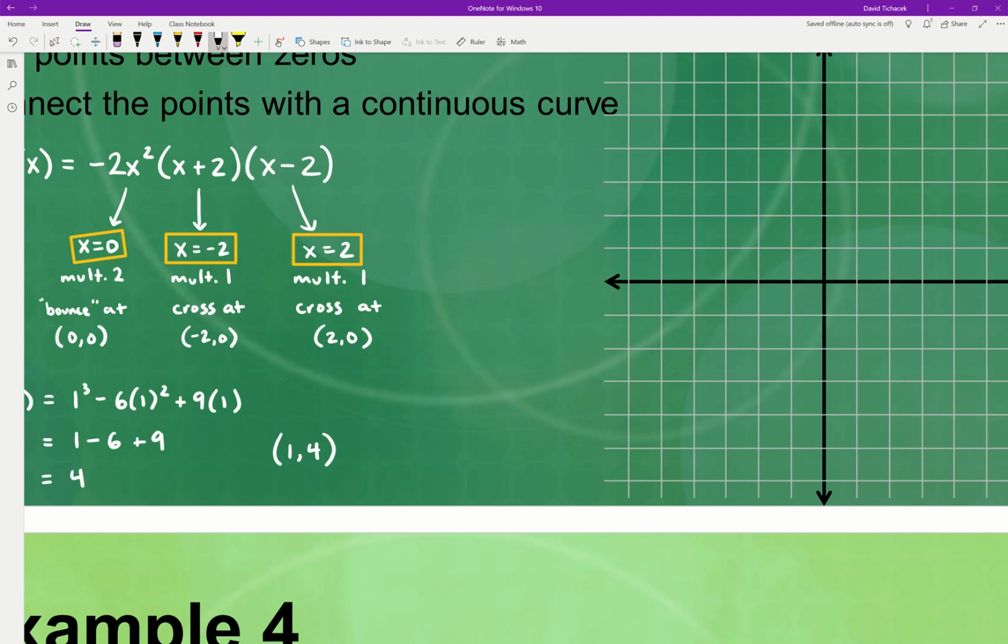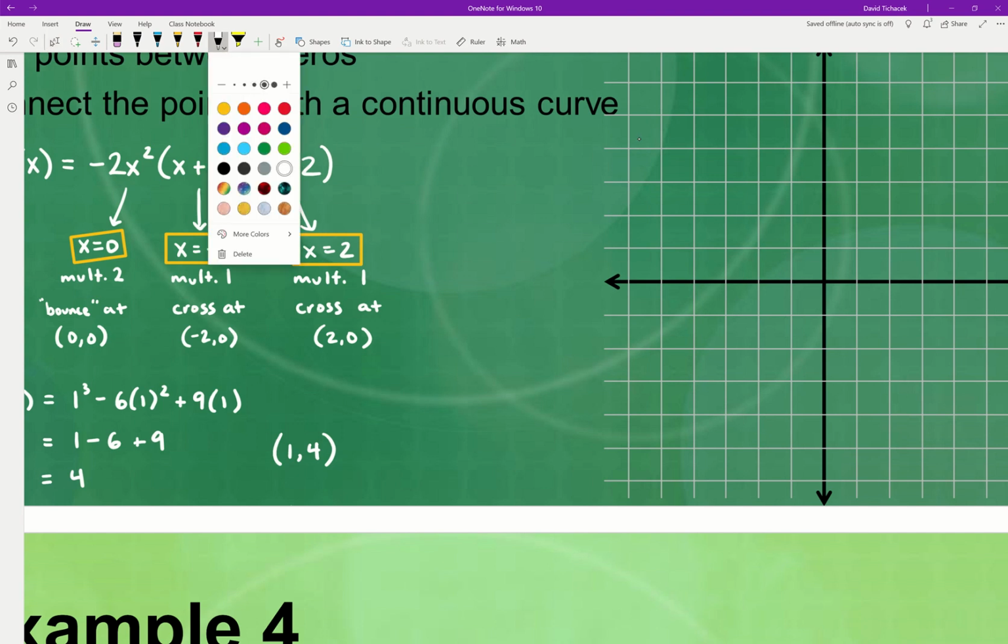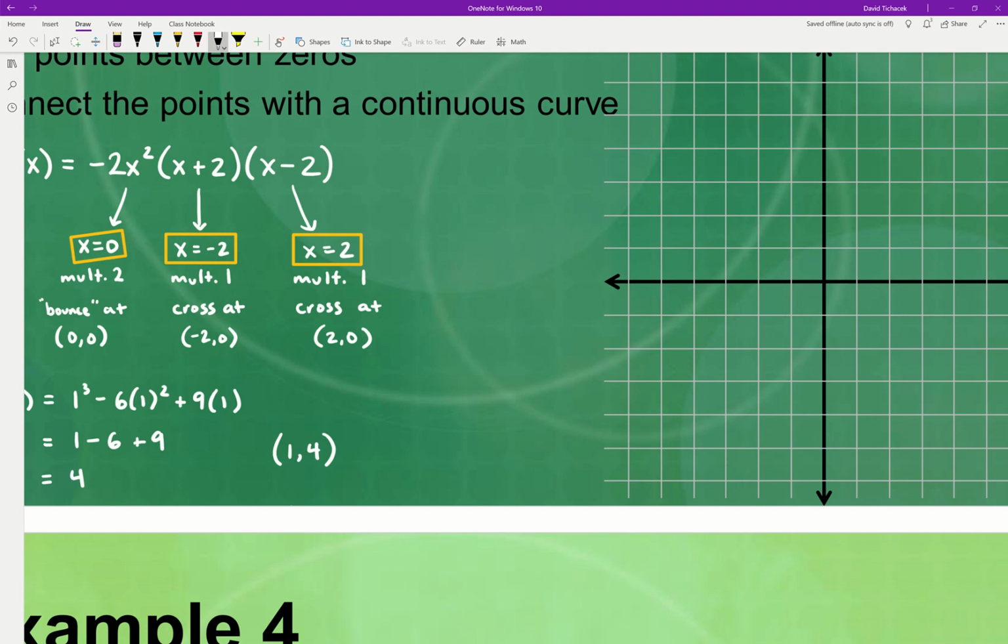So let's go ahead and talk through how we would figure out the complete shape of this graph here real quick. I would start off by plotting my x-intercepts here. So that's going to be at 0, 0, and at negative 2, 0, and at positive 2, 0. So at those locations there. And then, of course, you can evaluate as many of these points as you like. I'm just going to do 1, 4.